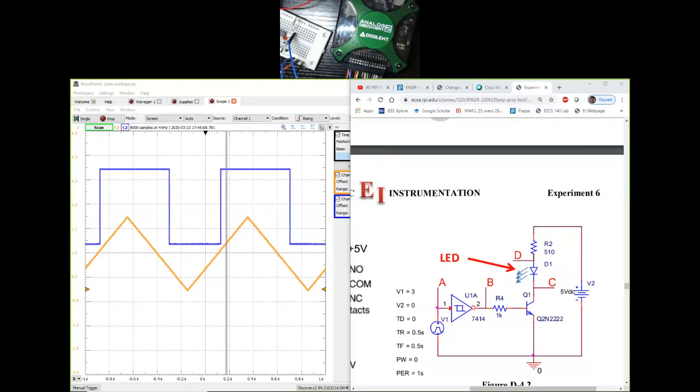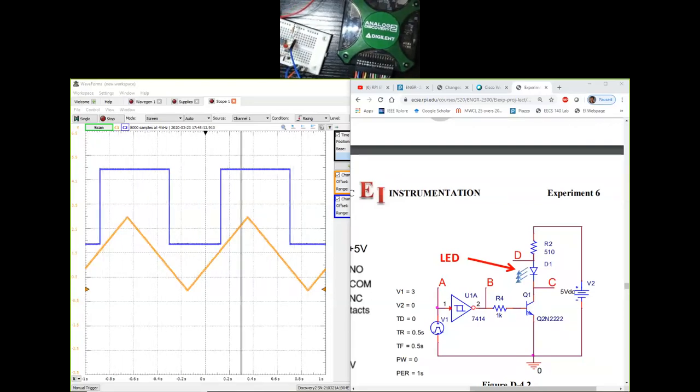Do we still need to build the circuit? No. If you want to, if you have all the parts, actually you don't have all the parts. The 510 ohm resistor, you don't have that one. You may have the 1 kilo ohm resistor. Actually, you have everything except for the 510 ohm resistor. So you might be able to still do it.